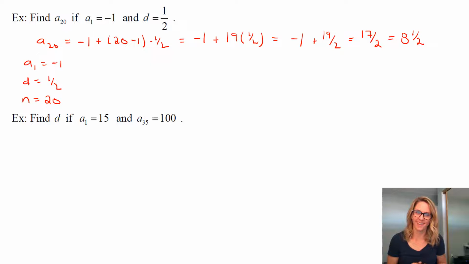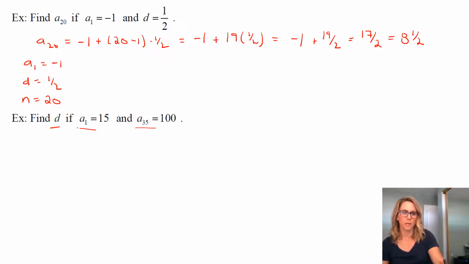Looking at the next one, you'll see that in this case, they want you to find d. They're going to give you a sub 1, and they're also going to give you a sub 35. So they're going to tell you the 35th value in the sequence. They're going to tell you the first value in the sequence, but they want you to find the common difference. So let's take ourselves back. I'll just write out what that formula is for a sub n, and you can think about what we have.